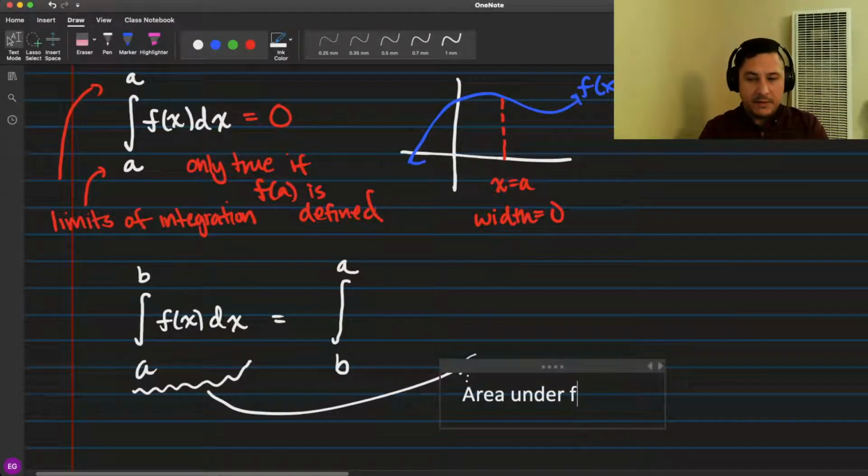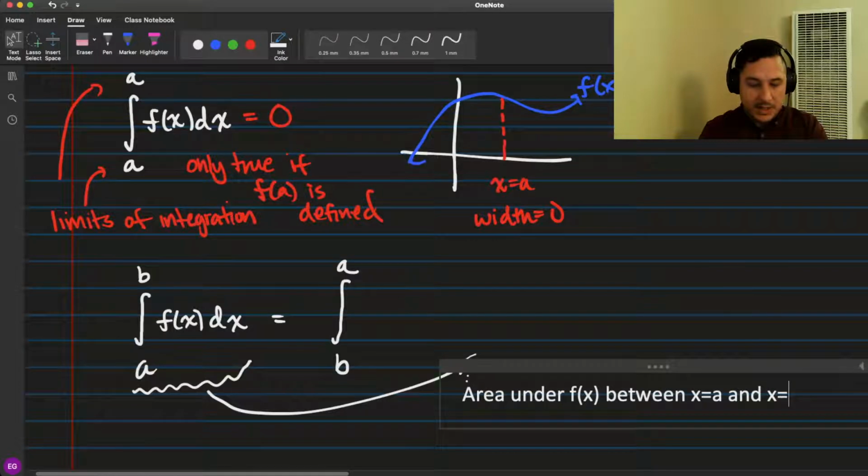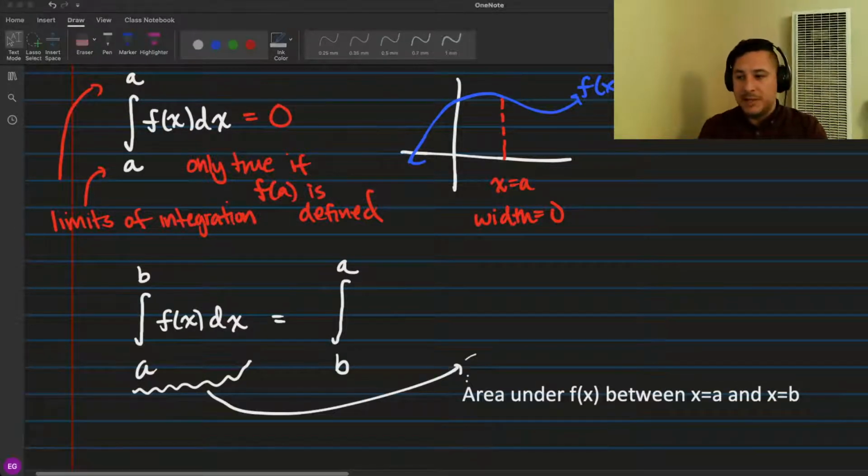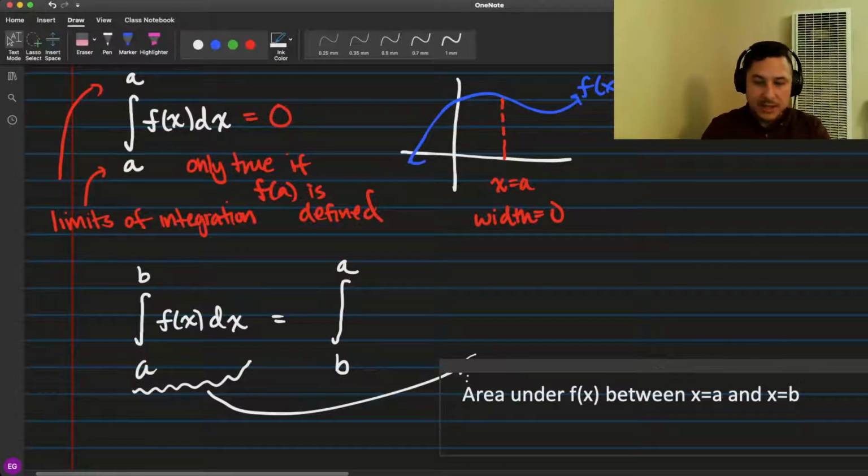Area under f of x between x equals a and x equals b. And presumably, what can you probably say about a and b? Presumably. Like, what would be the relationship between them? Be like how I've always drawn it. Yeah, a is usually less than b.